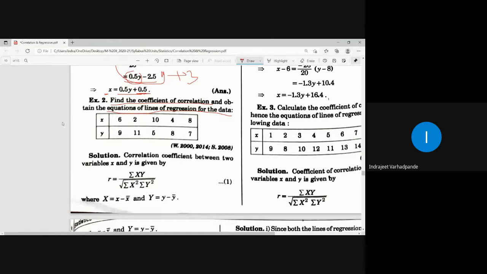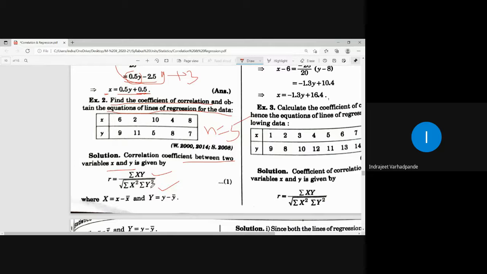the data. What is the data provided? Values of x and y. Number of observations n is equal to 5. So what is the formula for correlation coefficient? The formula for correlation coefficient between two variables x and y is r is equal to summation xy upon under root of summation x square into summation y square.